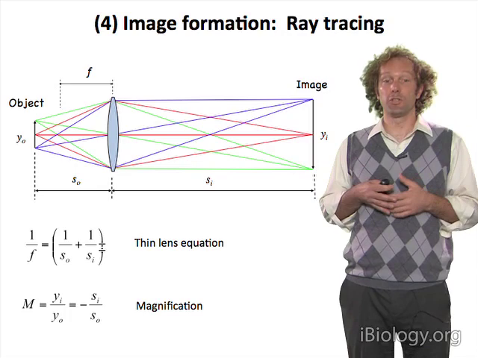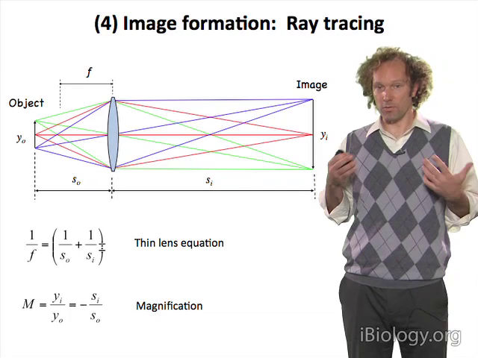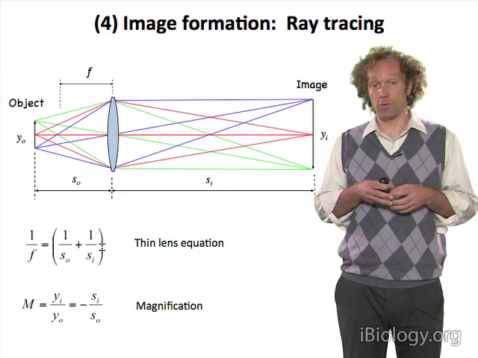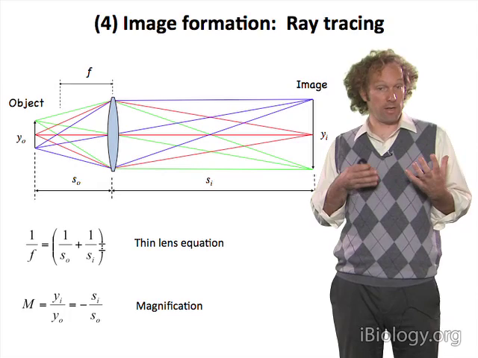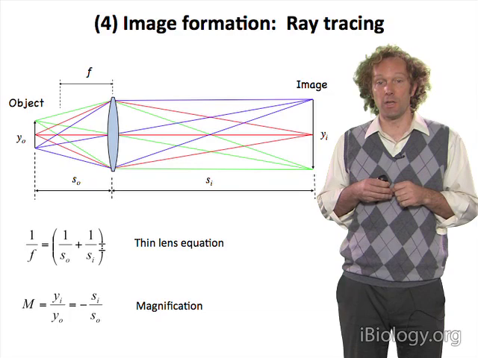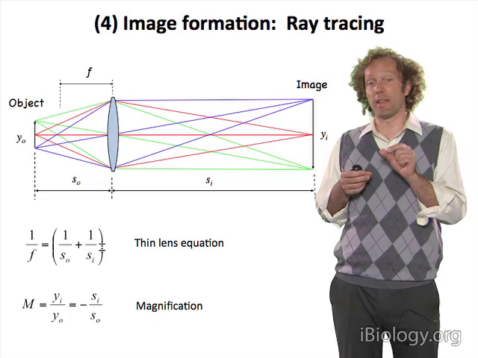Oftentimes, especially in microscopy, we want to know how big something is, or we want to increase its size so we can see detail. The transverse magnification is, by definition, the ratio of the heights of the object and image. And those, it turns out, are related to the distances of the object to the lens and the image to the lens.